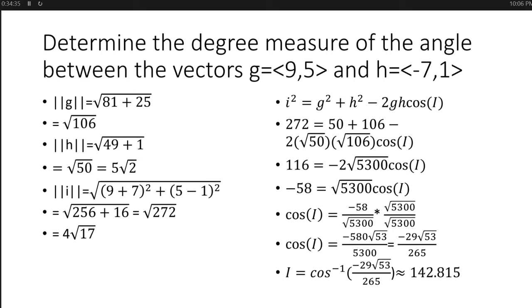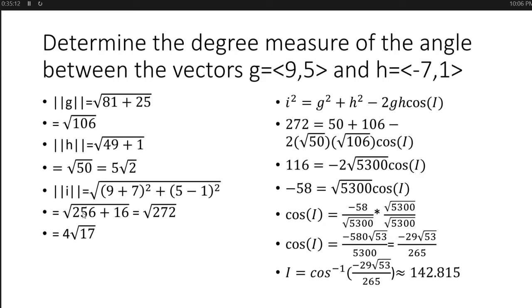Alright, now we have one of the harder questions, trying to get into the more difficult questions. Determine the degree measure of the angle between the vectors g and h. First, let's find the magnitude of our vectors, and then we can do a tip-to-tail triangle, and then we'll solve that way. For g, we just do square root of 81 plus 25, which is 9 squared plus 5 squared, which is root 106. H is just root of 49 plus 1, which is root 50, or 5 root 2, but we're just keeping it as root 50 for now.